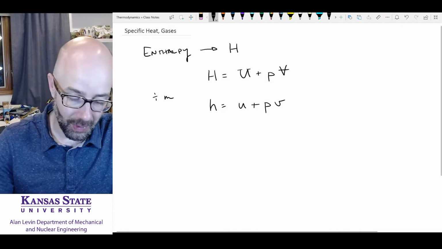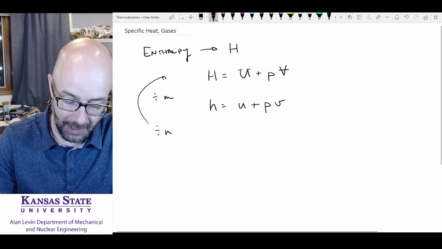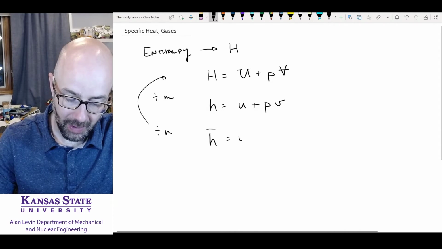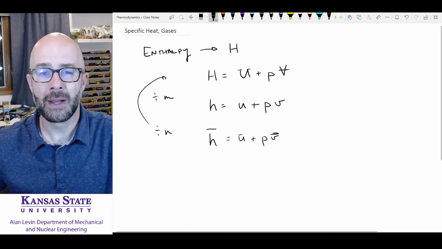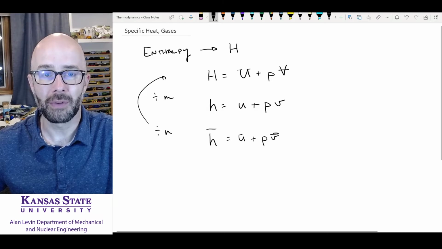We can also, if we wanted to, take this equation up here and divide by number of moles, we could get that on a molar basis. I want to make sure that h doesn't look like an n. h bar is equal to u bar plus P v bar. We haven't talked a lot about molar basis yet, but I just want to keep telling you about this over and over again.